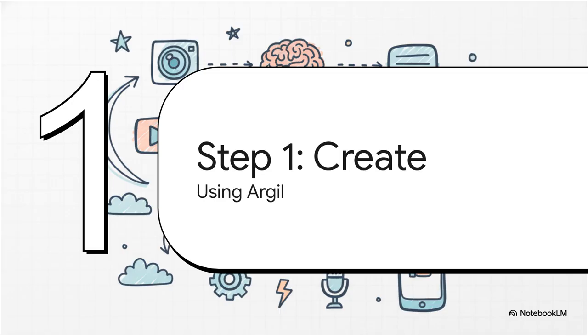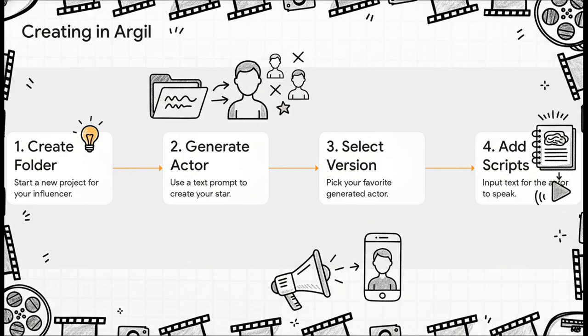Okay, let's start with the first and honestly the most fun part, actually designing and generating your AI influencer. This is where your vision really starts to come to life. And so inside Argyle, you basically become the director. You start by giving the AI a simple text prompt to generate your actor's look. It'll spit out a few options, you pick your favorite, and just like that, you have a unique, realistic-looking star. From there, you just feed it scripts, and boom, it generates the videos of them talking.